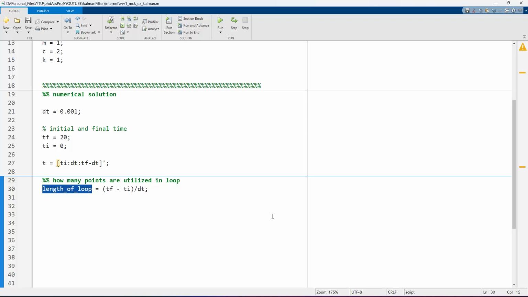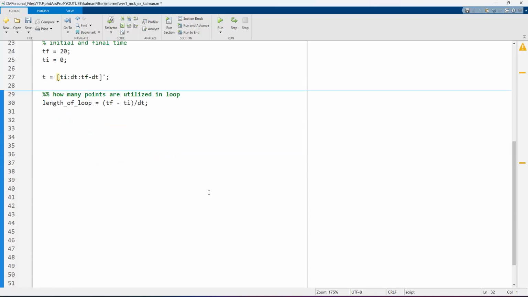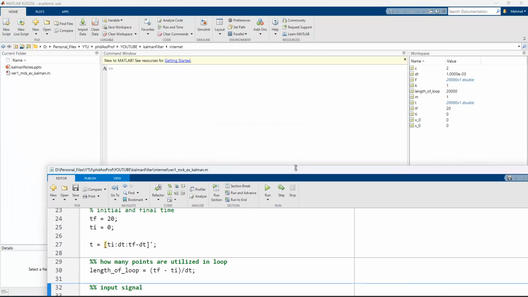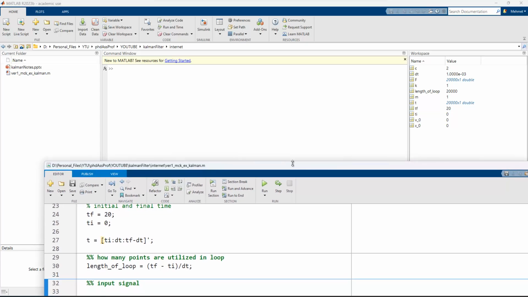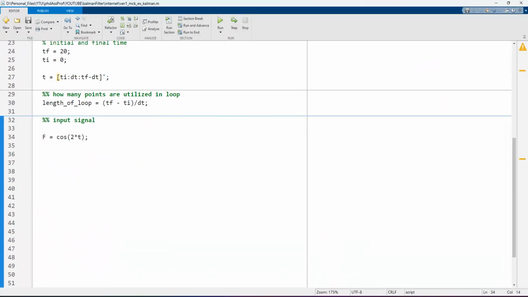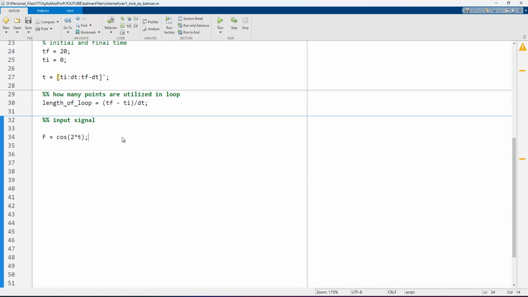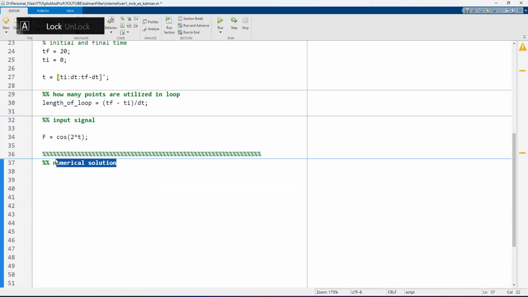After that we need to give the input signal. F is equal to cosine of 2 times t. We can create these values just like this, and so we have 20,000 data points to test our algorithm. So these are the basic parameters, and after that we need to do the Kalman filter design.